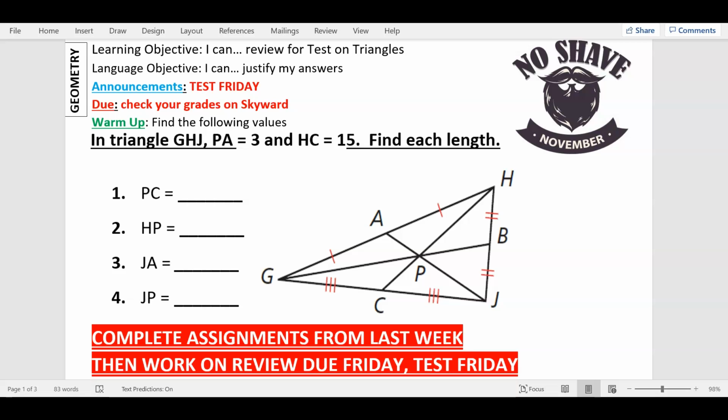All right, so let's do this warm-up. It says that PA is 3. Now I'm going to label that. So from P to A right here is 3. Oh, let me unfreeze that. My bad. Cool. Now, PA is 3. We're going to use that to find the other one.